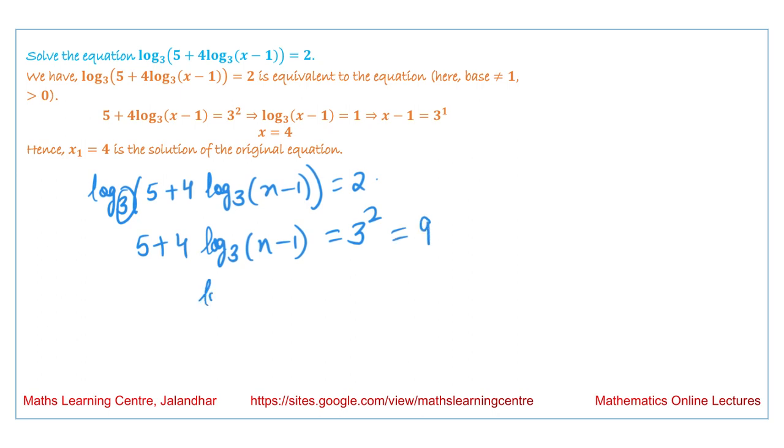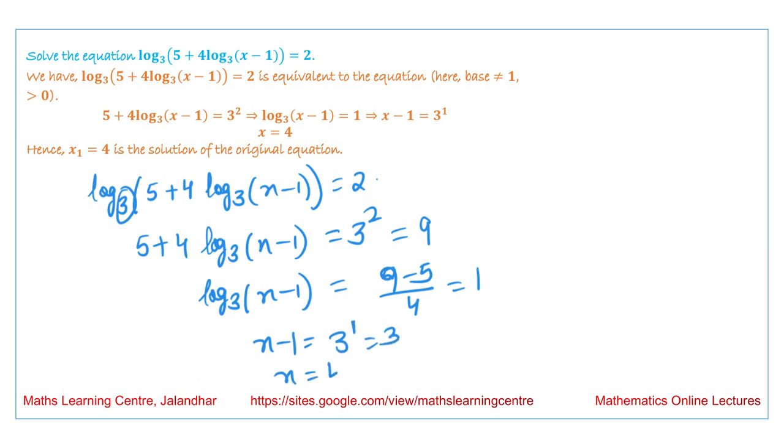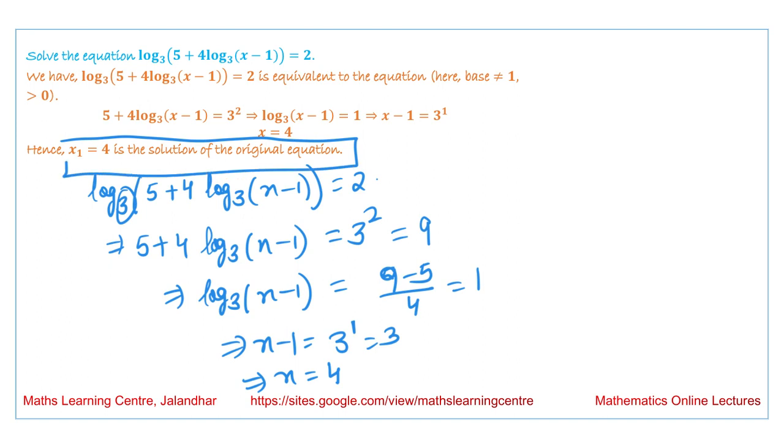So we get log base 3 of x minus 1 is equal to 9 minus 5 by 4, that is equal to 1. So we get x minus 1 is equal to 3 raised to the power 1, that is equal to 3. So this implies x is equal to 4. So we are saying x is equal to 4 is the solution of this equation.